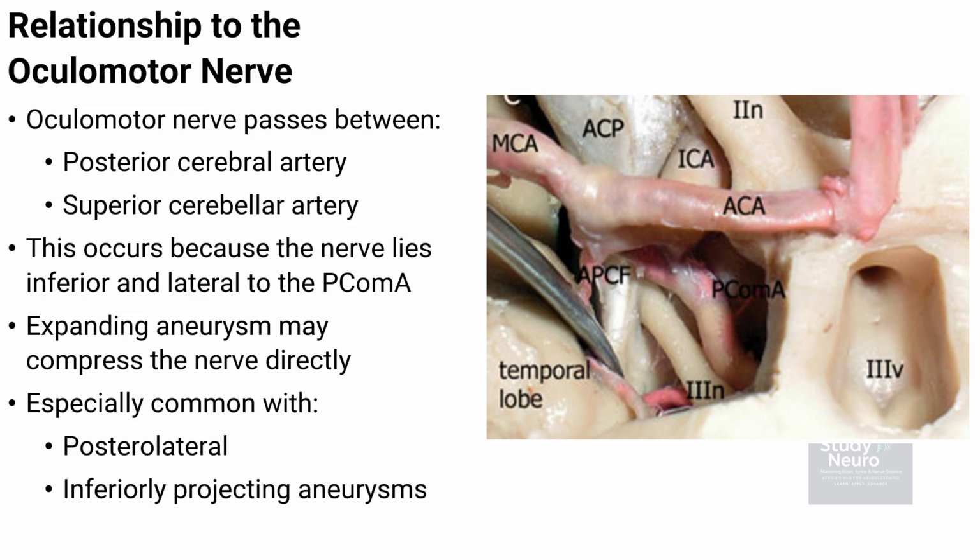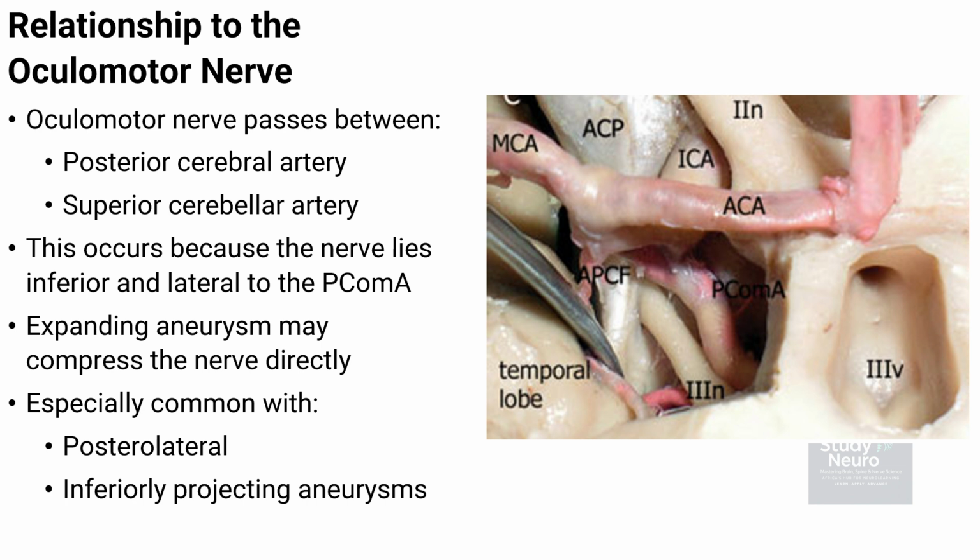The oculomotor nerve travels through a tight vascular corridor in the interpeduncular region. It passes in close relation to both the posterior cerebral artery and the superior cerebellar artery, which explains why even small shifts in local anatomy can affect it. Its position is important. The nerve lies inferior and slightly lateral to the posterior communicating artery, placing it directly in the path of an expanding aneurysm in this region.